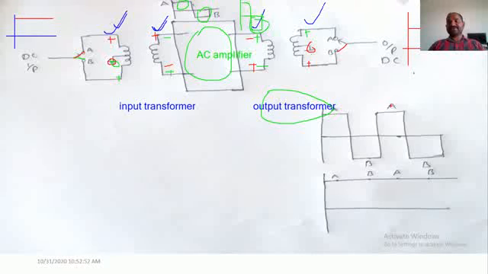Okay, so which is represented over here. This is the amplified AC output, which is there at the input of the primary coil of the output transformer, and it is the amplified DC output, which is there at the output, across the secondary coil of the output transformer.